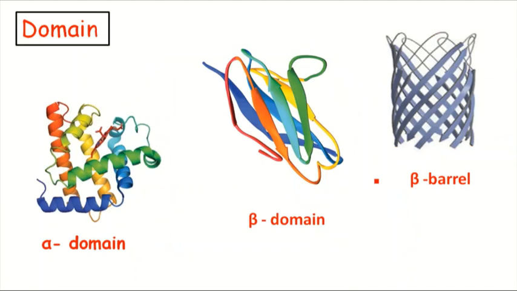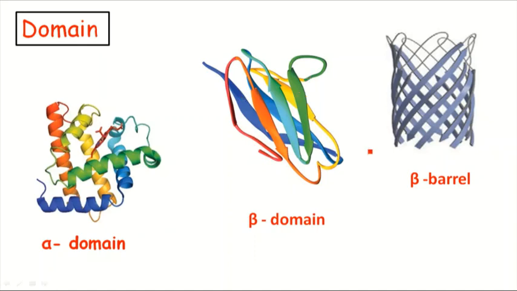Okay, and next the protein domain. Protein domains are classified on the basis of secondary structure. First, the alpha domain. The alpha domain contains only alpha helices. The most common alpha domain is found in myoglobin, where 8 alpha helices are found in 2 layers.